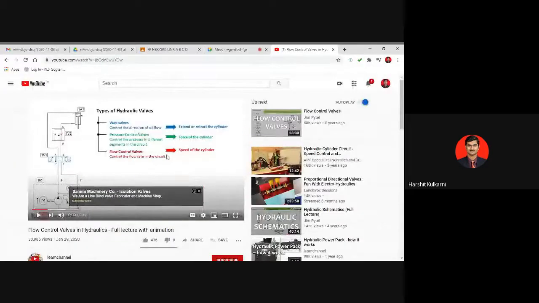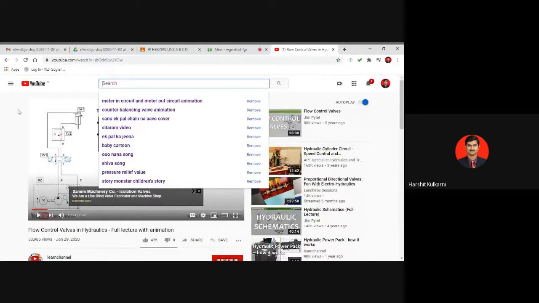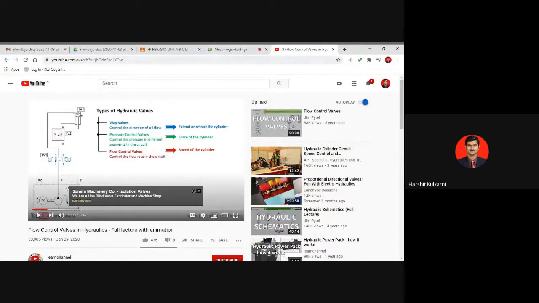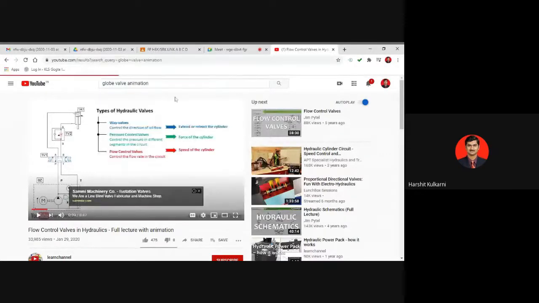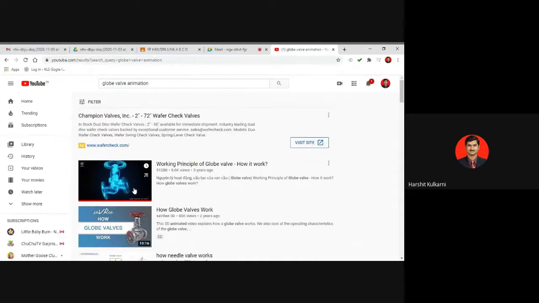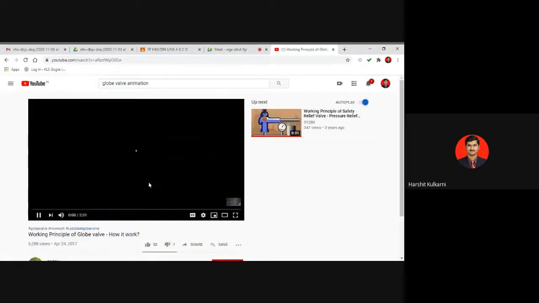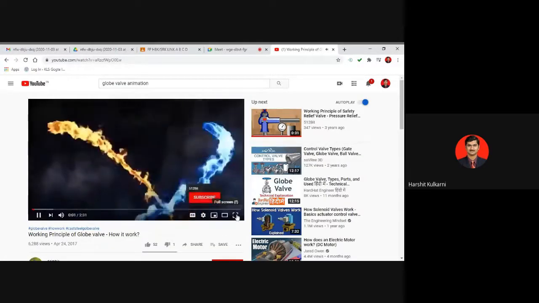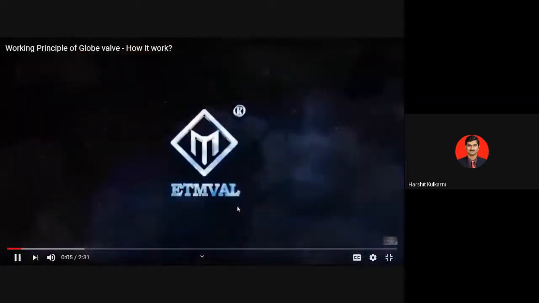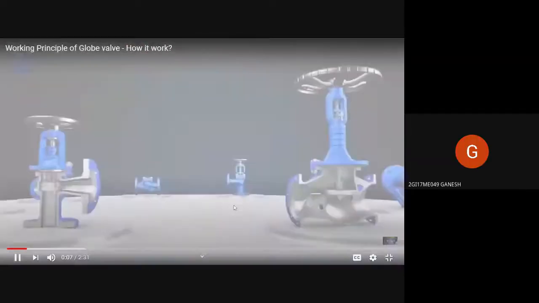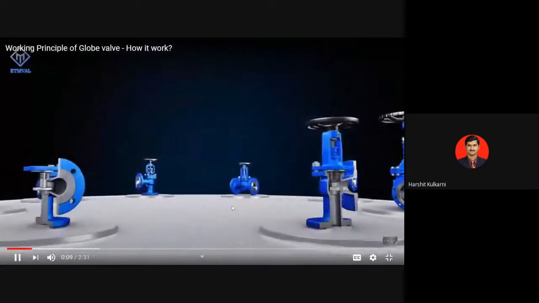Just a second, give me a minute. Go through this globe valve. How does it operate? Is it visible? Yes, sir.